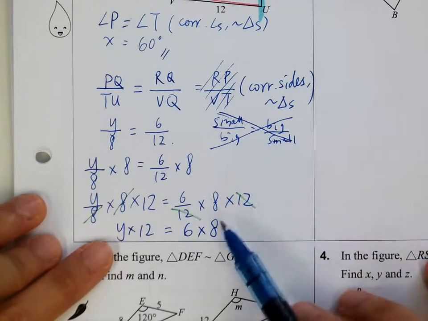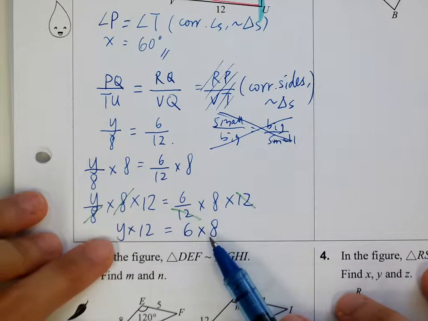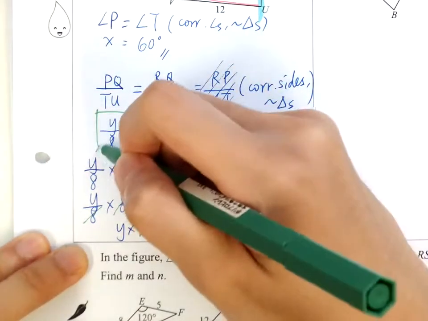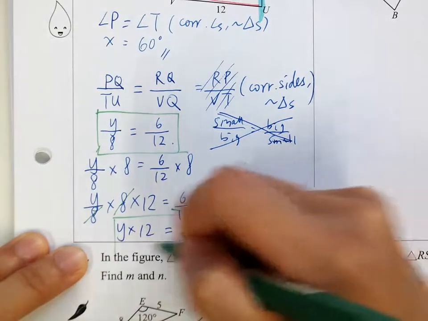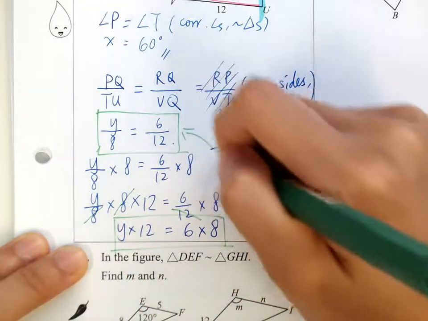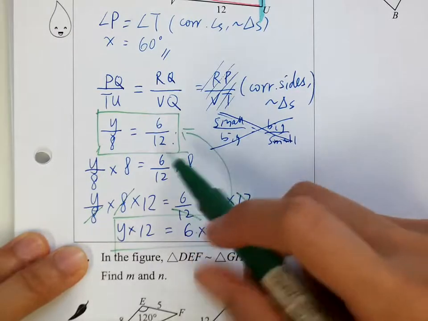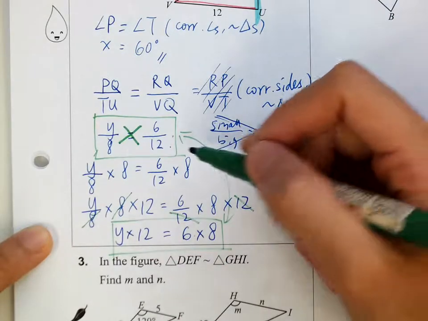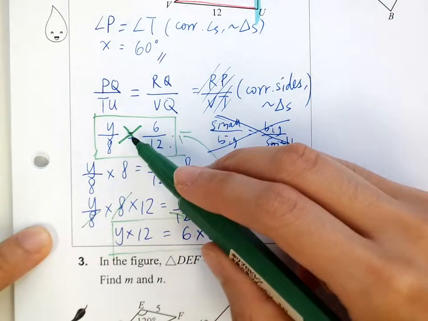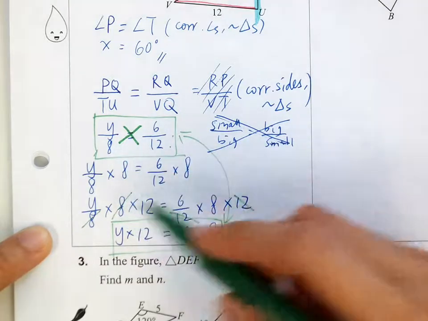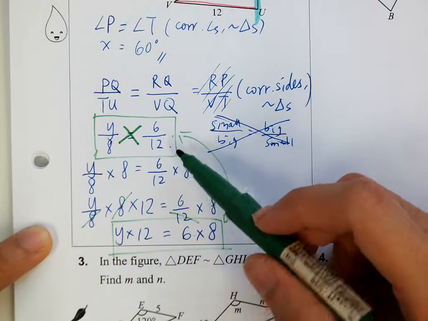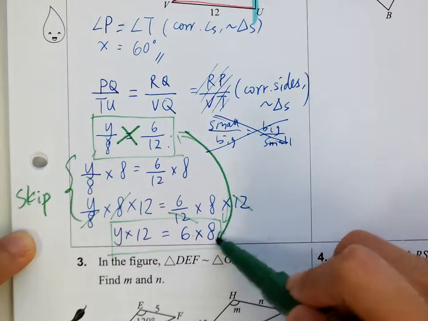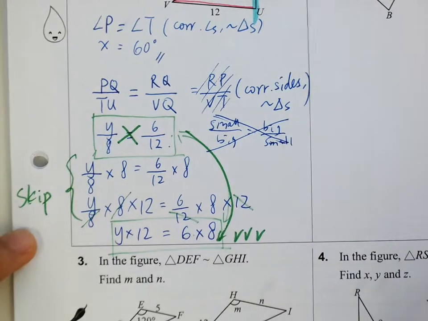So actually we have just shown the cross multiplication. Why? Because when you go back to these steps and compare both of them, these two, it's just like cross multiplication. y times 12 equals 6 times 8. So next time if you face this type of problem, you may skip these two steps and jump to this step directly, and then you can find the unknown.